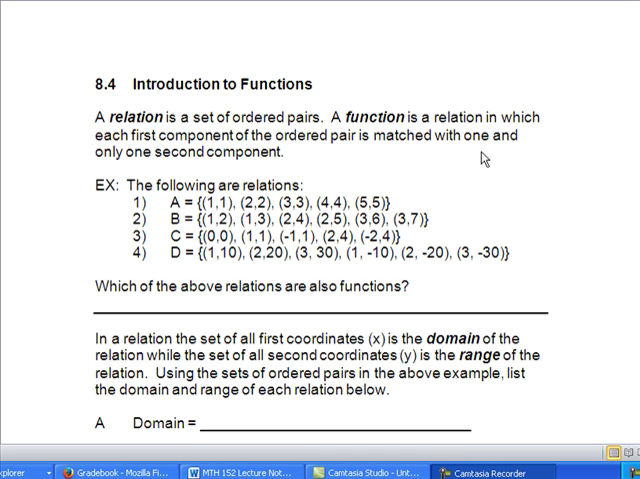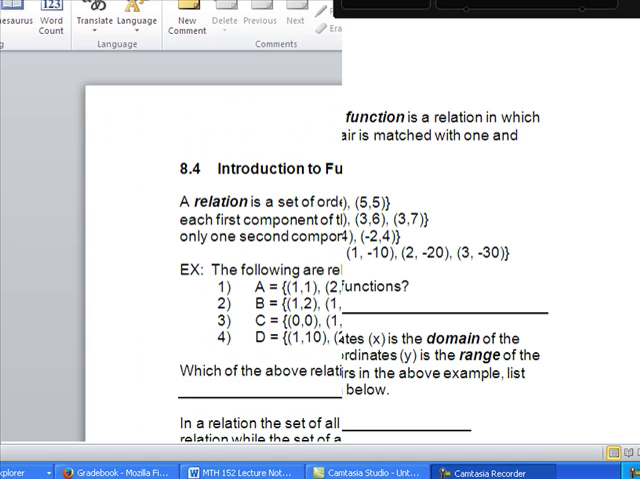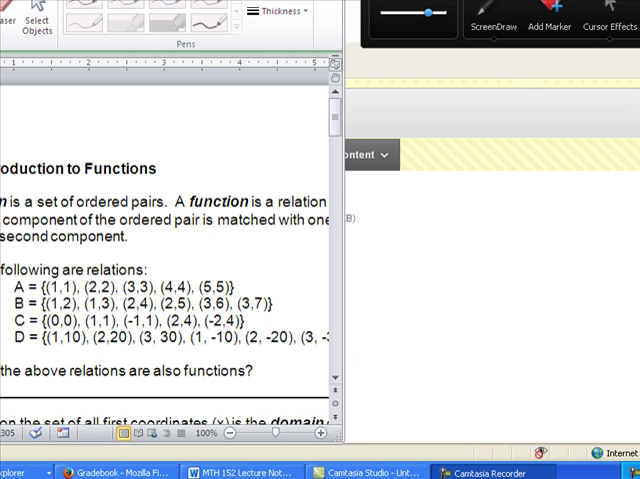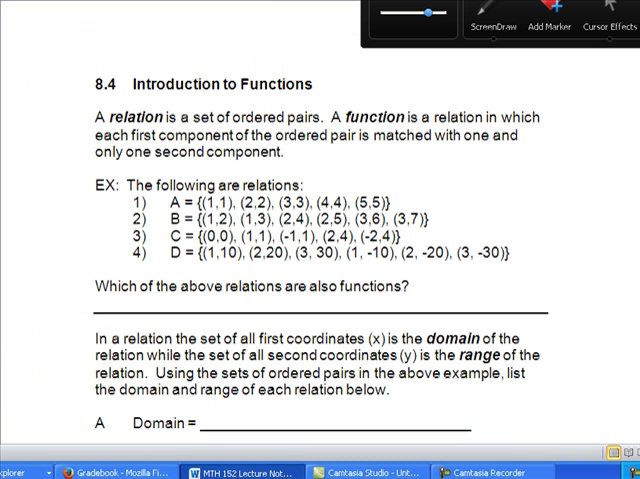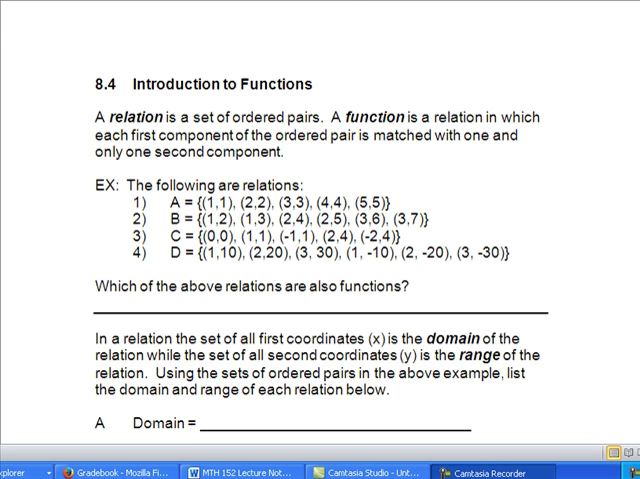Let me get my pen working here. Okay. So A would be a relation and a function. Now let's check B.